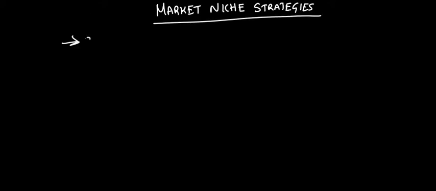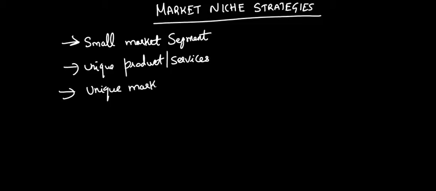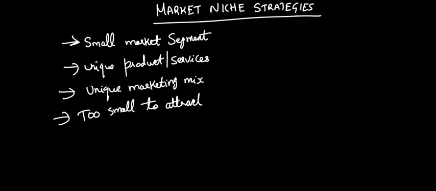A market niche is a small market segment, a small market segment which is having unique product or services for a particular market. And the marketing mix for such a market is also really unique. Actually, these segments are very small to attract big competitors, because the big competitors mostly aim at bigger markets.